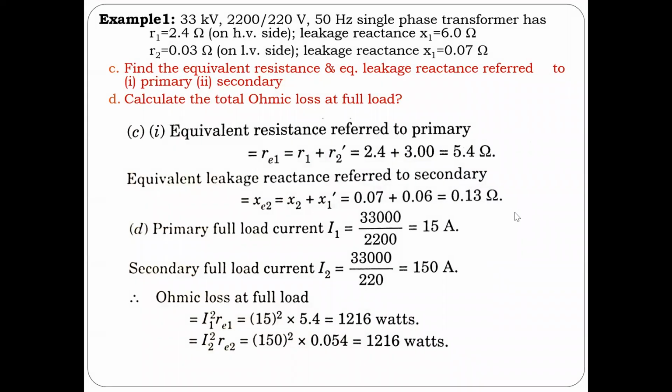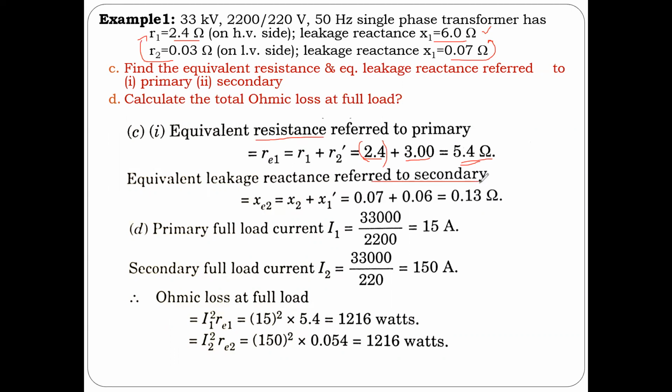Now, if I ask you to find the equivalent resistance, it's pretty simple, isn't it? All you need to do is add the resistance on the primary side, and the one referred to the primary. So the equivalent resistance referred to the primary: 2.4 was already there, and when this is referred to the primary, it becomes 3, so the total would be 5.4. Similarly, for the reactances, 6 was already there, and when it is referred to the primary, it becomes 7, so it will be 13.